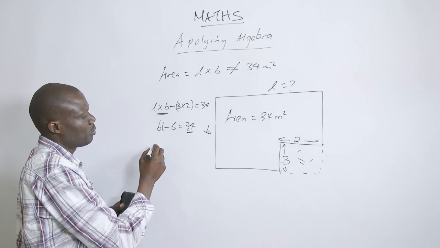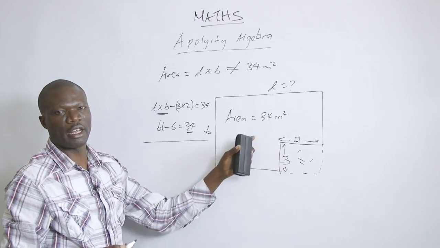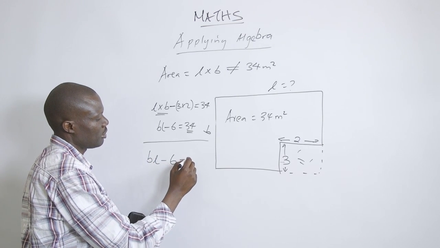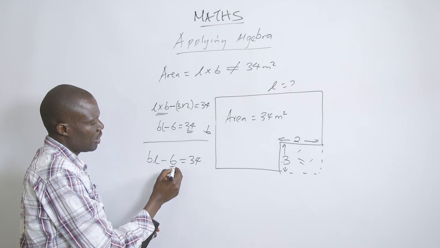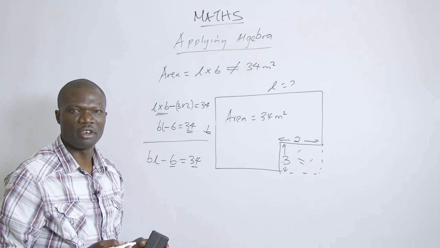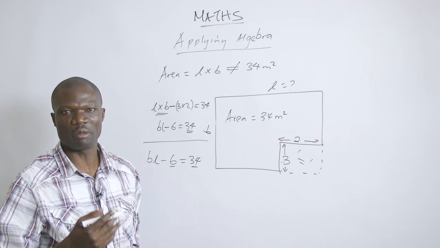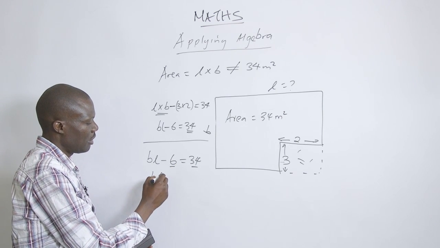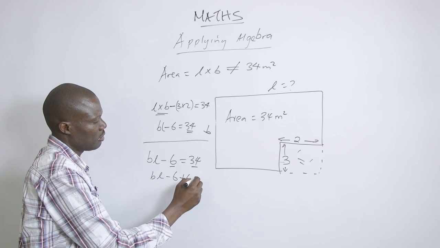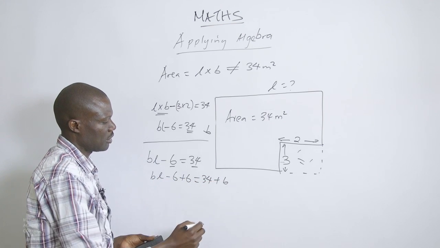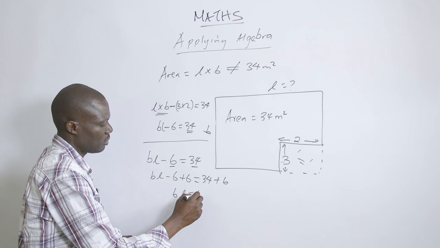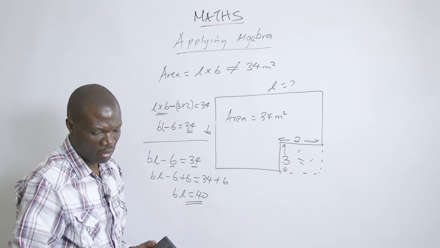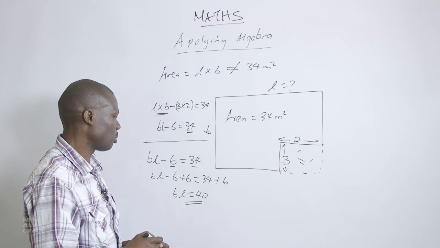So you'll find that the expression that gives us the area of 34 is simply BL minus 6, which equals 34. Now, 6 and 34 are all constants, which means they can be brought together. So we have to take the other side. We shall have BL minus 6 plus 6 equals 34 plus 6. So BL equals 40. So this is the expression for this particular field when it is complete. That's the expression that we have.